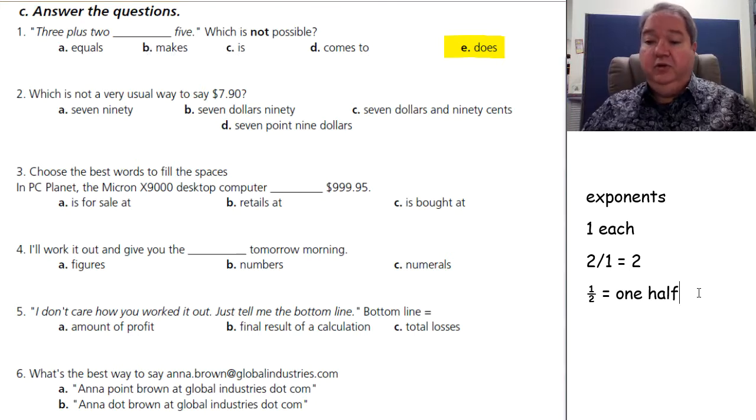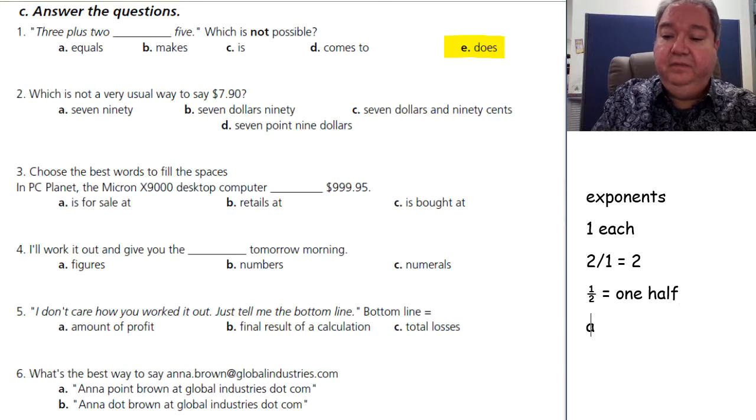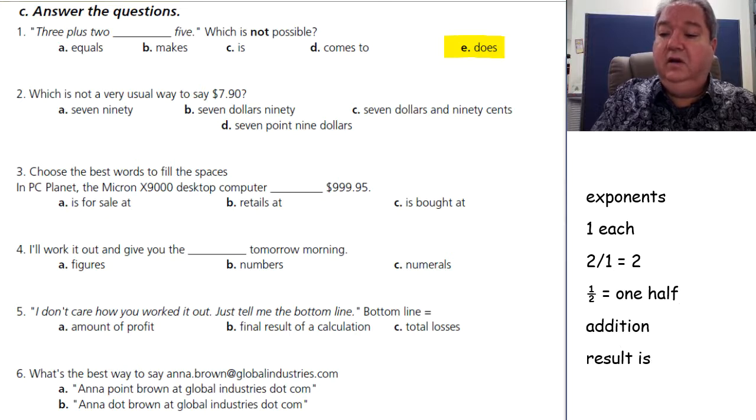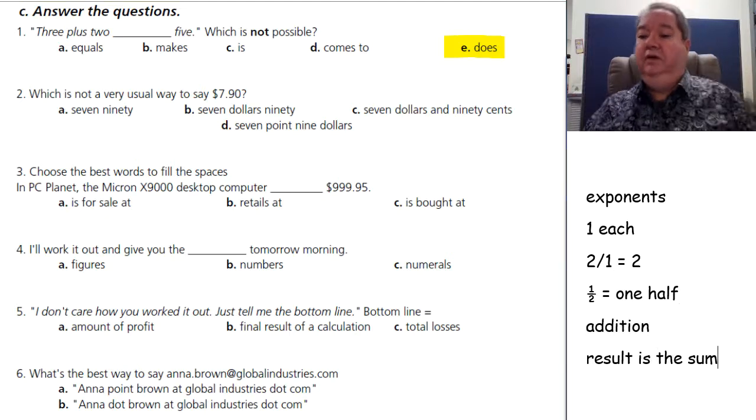Okay. Now when you're doing addition, when you're adding, the result is called the sum. The sum. So the sum of 3 and 2. The sum of 3 and 2 is 5. If you add 3 and 2, you get 5. 3 plus 2 is 5. Okay?